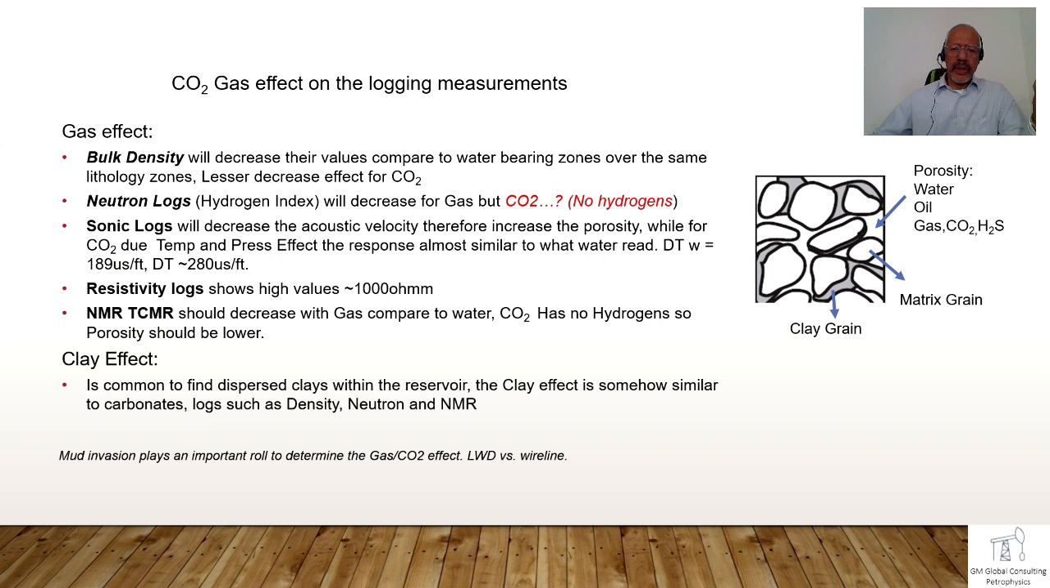The CO2 gas effect on logging measurements can be described as follows. Bulk density will decrease with gas or CO2, perhaps a bit less with CO2 since it is a little bit denser than hydrocarbon gas. For the neutron logs, there is no hydrogen, so neutron logs will not see any response when the fluid is CO2. The sonic log will decrease. The resistivity, well, CO2 is a non-conductive substance, so the resistivities will be high. For the NMR, again, it will decrease since there is no hydrogen. And the clay effect for carbonates and clastics is somehow similar.